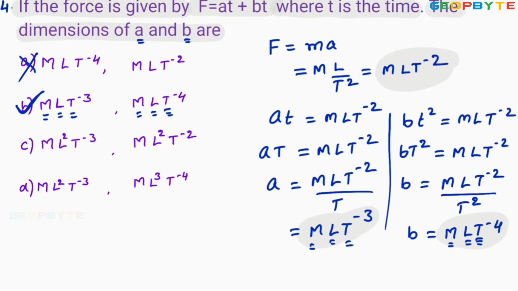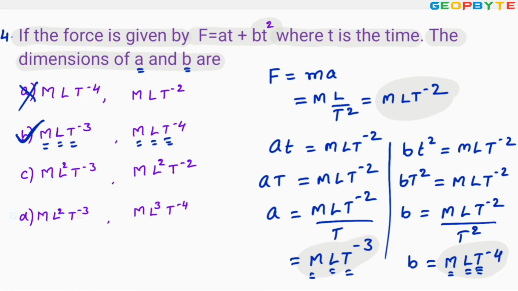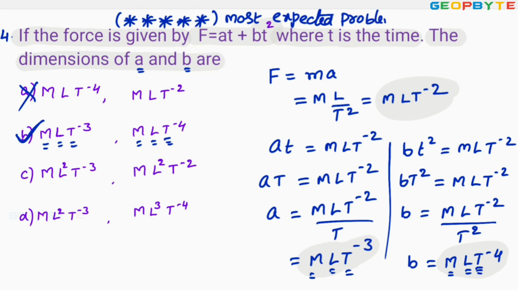Dear friends, this problem is also a very important problem. The same problem has already been asked 2 times in the Ecet. Therefore, I am marking this problem as the 5-star problem. 5-star problem means most expected problem, most expected once again in the Ecet. I hope you got the information. Let us go for the next problem.